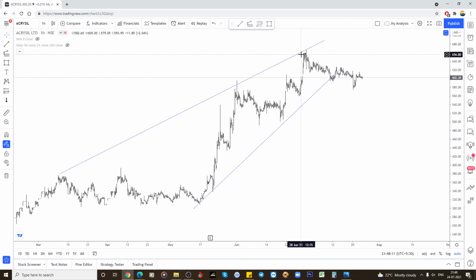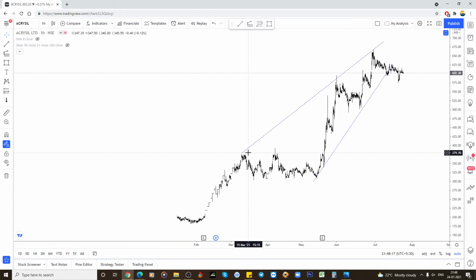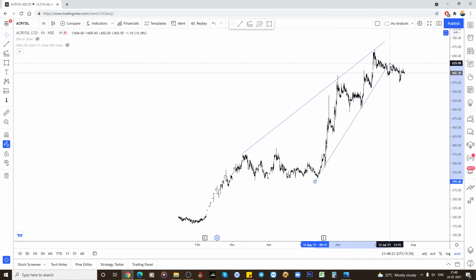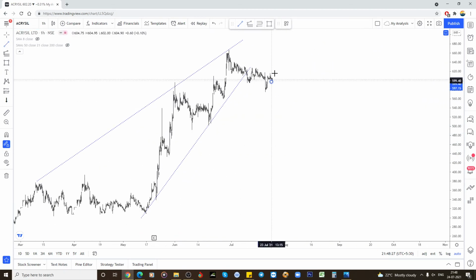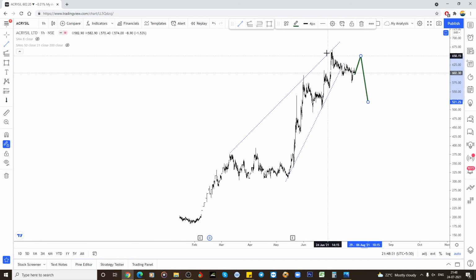So I exited the position here, because I took this as 1, 2, 3, 4, 5. So here I thought this is 1, 2, 3 and 4 and 5. So this could be a leading diagonal, and it has already broken this channel also. So here it's looking like one more bigger correction is going to happen, I think so. But no need to enter here.